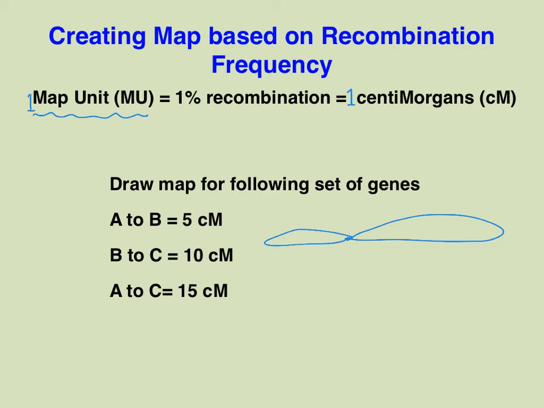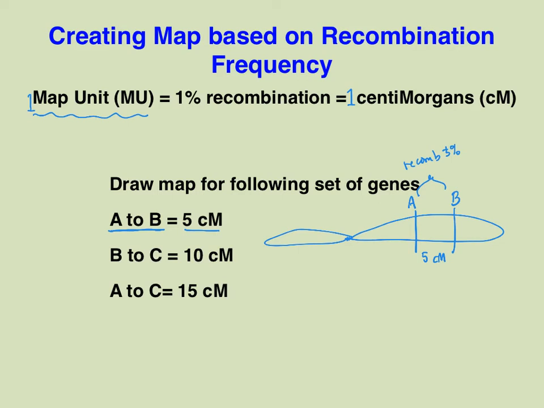So let's draw a map starting with genes A and B. We can see that A and B are 5 centimorgans apart. So let's draw A here and B here. That means we can draw 5 centimorgans between A and B on the map. Because centimorgans are equivalent to recombination percentage, we can expect to see recombination occurring 5% of the time between A and B. And we'll do some more practice problems to help you think about what that actually means.